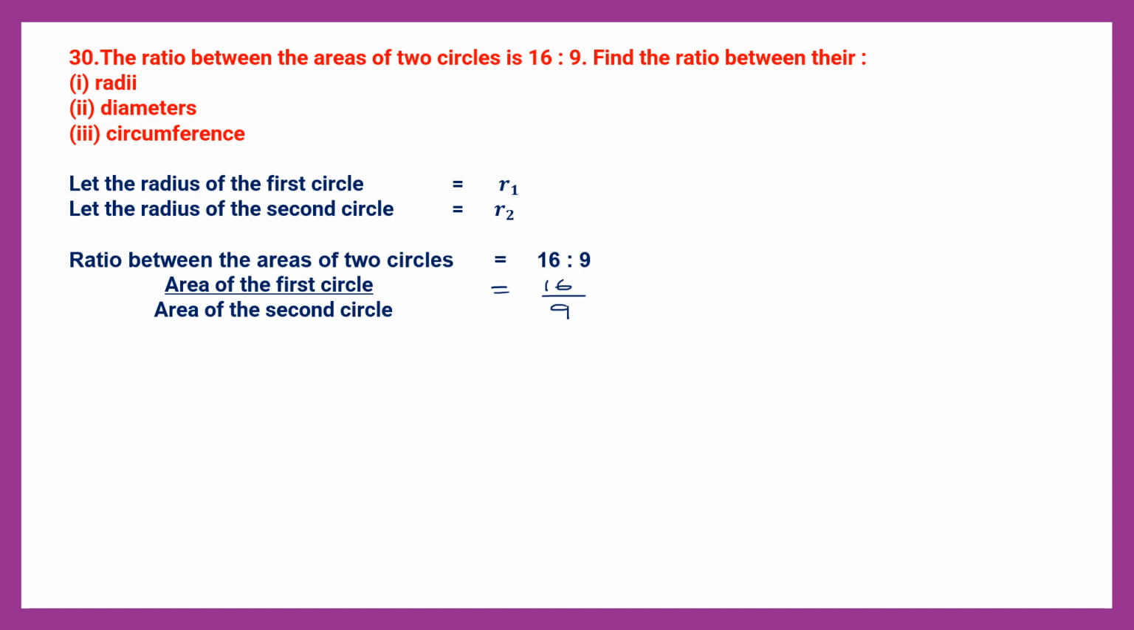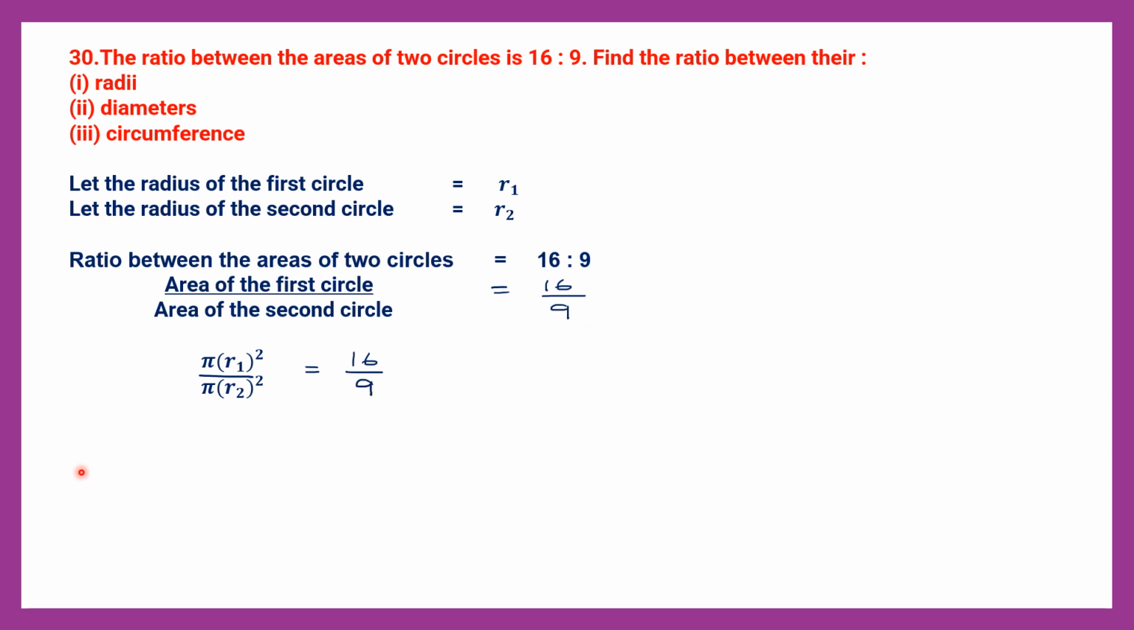Now, what is the formula to find the area of any circle? The formula is pi r square. Here the first circle's radius is r1, so we say pi r1 the whole square, divided by pi r2 the whole square. So pi r square is the formula. So pi r1 square by pi r2 square is equal to 16 by 9. Now this is the area of the first circle by the area of the second circle, which is equal to 16 by 9.